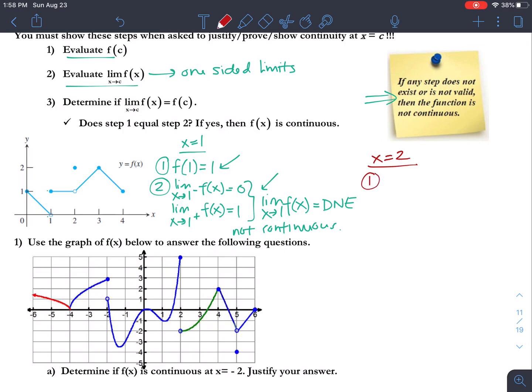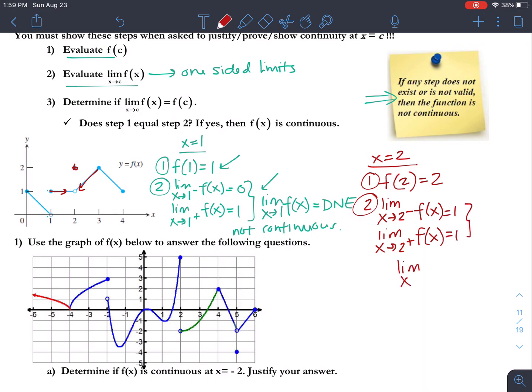If I start out with my first step, what is f of 2? f of 2 is 2, where that closed circle is. My second step is the limit as x approaches 2 from the left and the right. From the left, I'm approaching 1. From the right, I'm also approaching 1. So the good news here is that the limit as x approaches 2 exists, and it's equal to 1.